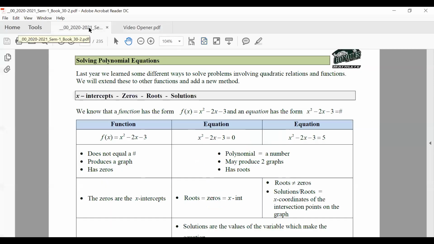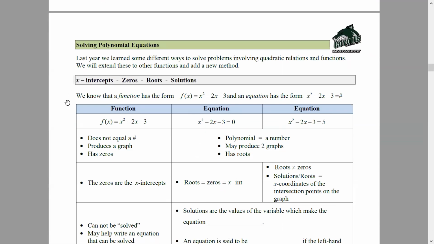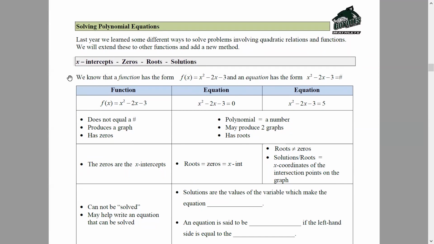Make sure you've got your graphing calculator with you. We need it. It's going to be super handy. Okay, solving polynomial equations. You've done this before. Back in grade 11, we had you solve these when they were quadratics. That's what we're going to do again today, and then we'll see what we do when it's a degree 3 polynomial.